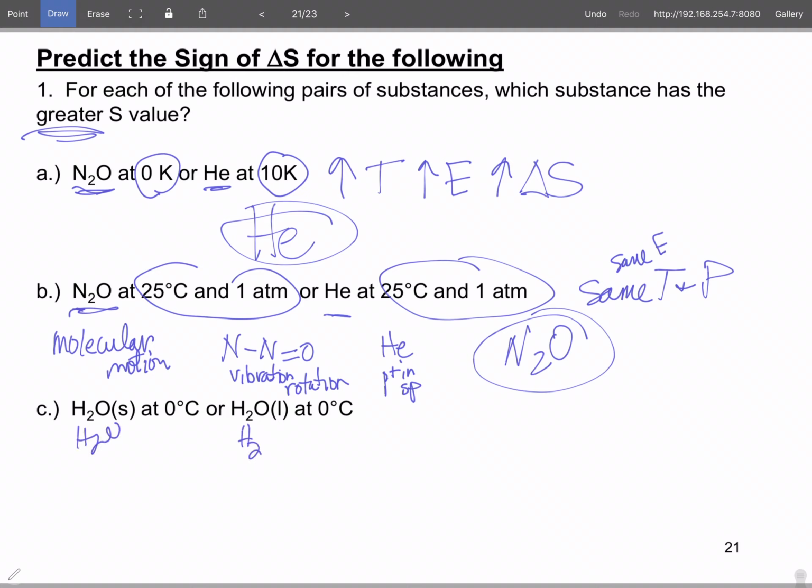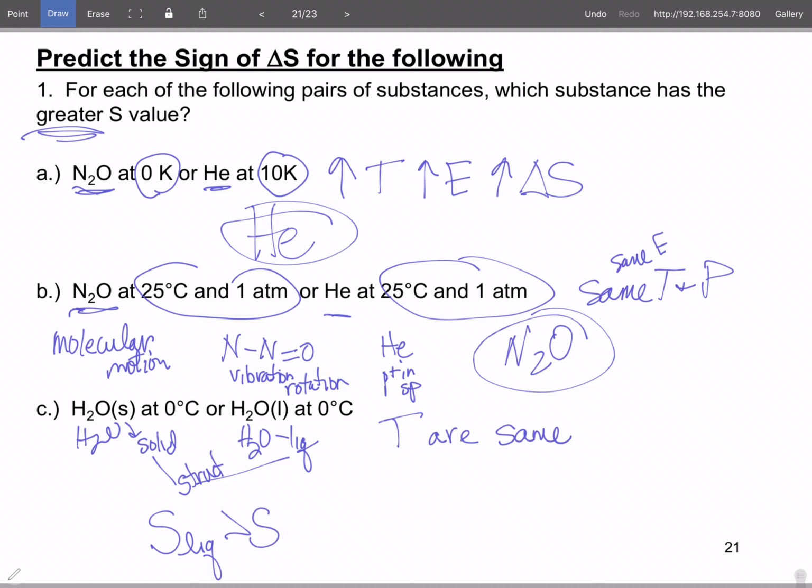And water. And notice that this one is a liquid. This one is a solid. Our temperatures are the same, so we can't differentiate there. So all we've got is the crystalline structure. And we know that the entropy of a liquid is greater than the entropy of a solid because there's more movement associated with the liquid. So therefore, H2O liquid would win here.